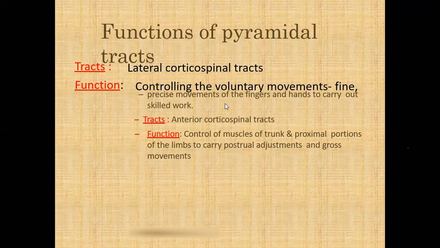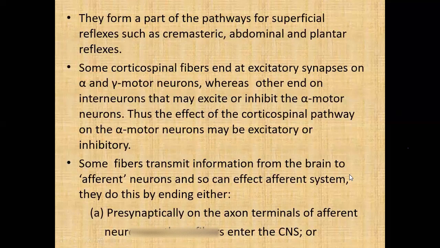Now the second tract, this was about the lateral corticospinal tract. After the lateral corticospinal tract is the anterior corticospinal tract, which are only 10 to 20% of the descending fibers. Now they are controlling the muscles of the trunk and the proximal part of the limb, that is for postural adjustments and gross movements, how we move, how we tone up our trunk. Athletes have got a very good development of the anterior corticospinal tract. This is significant.